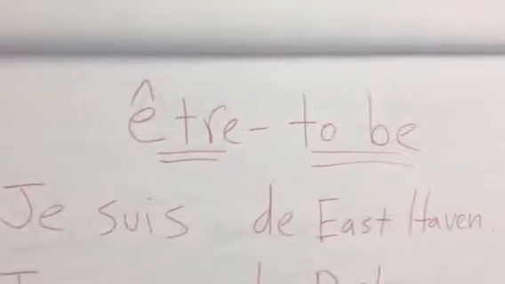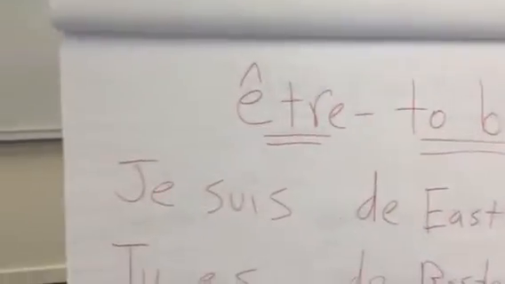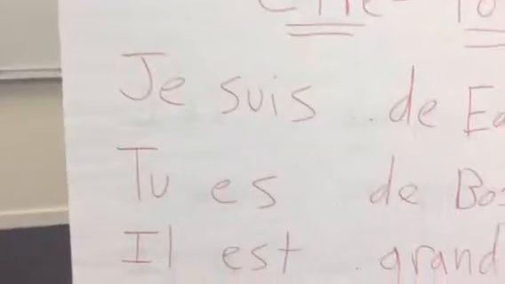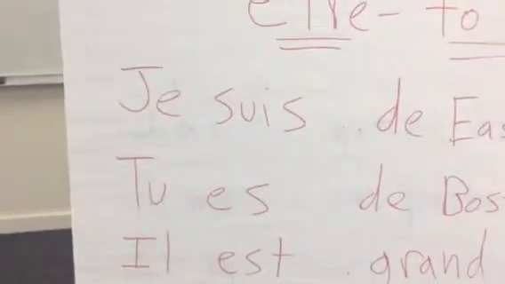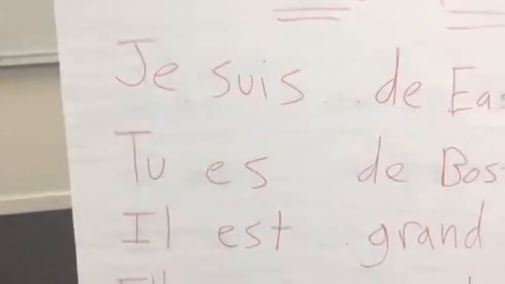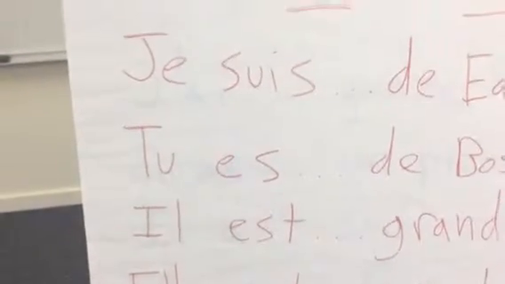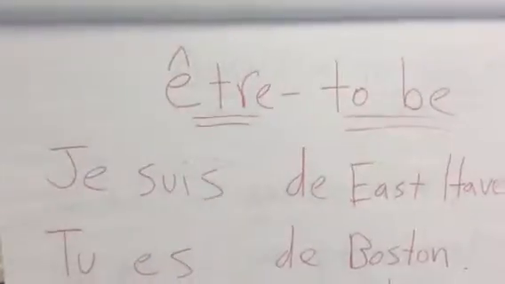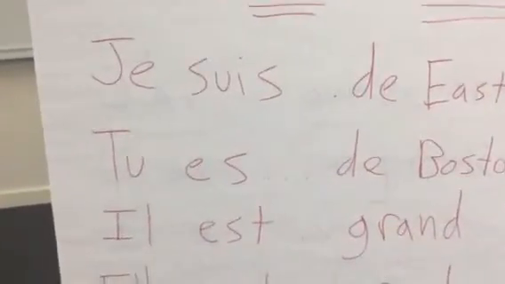So être, E-T-R-E, to be. Like other verbs in French, it changes form depending on who's being. So this is very similar to English. Je suis, I am. Tu es, you are. Il est, he is. That's three different forms in English too. So we also conjugate our verbs. That shows who's doing the talking.